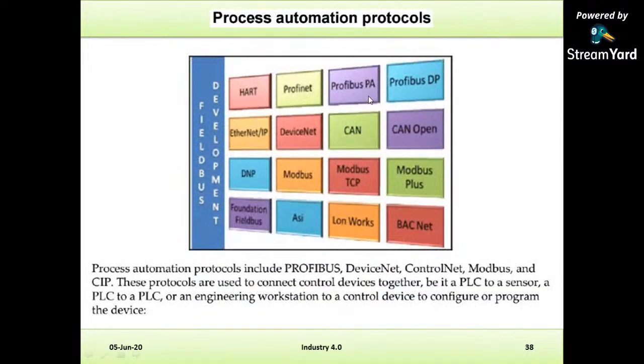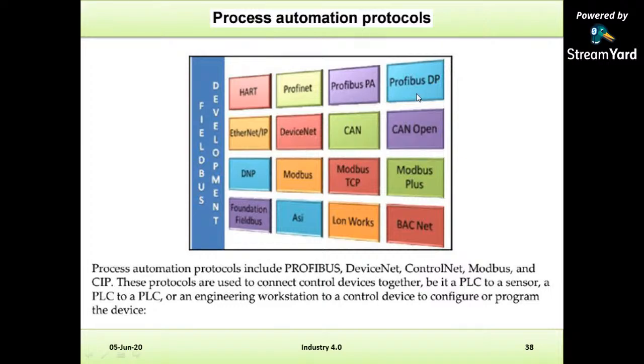Then according to the process automation protocols, normally in our industry area we try to increase Industry 4.0, so we incorporate these protocols. Profinet, CAN, Modbus: these are the basic things you connect with the devices. Device level automation means Modbus will be required. Modbus has three or four variants available: Modbus, Modbus TCP/IP, then Modbus Plus.